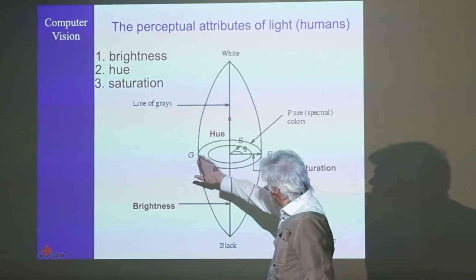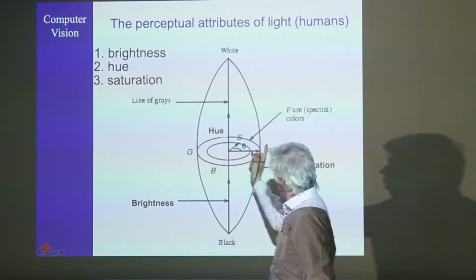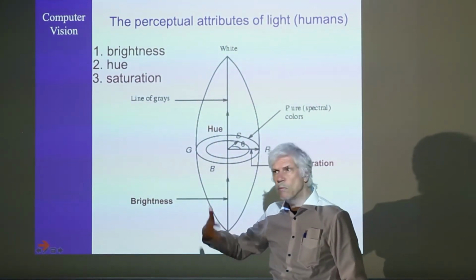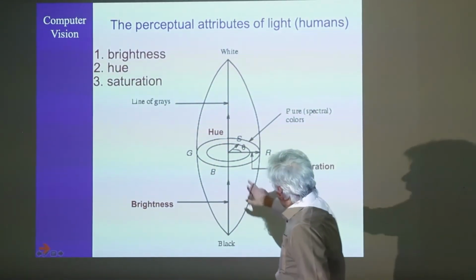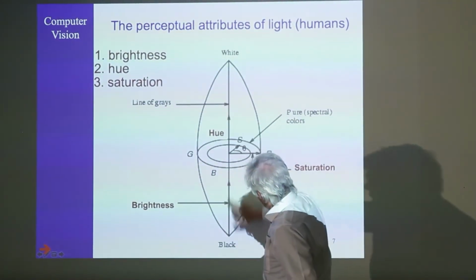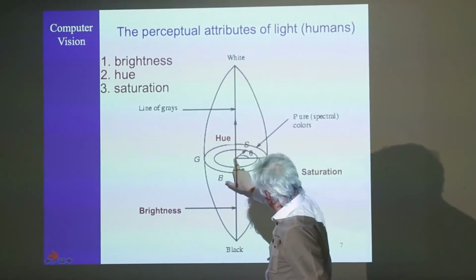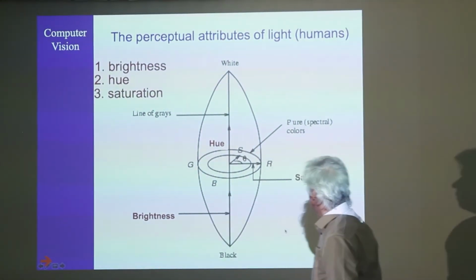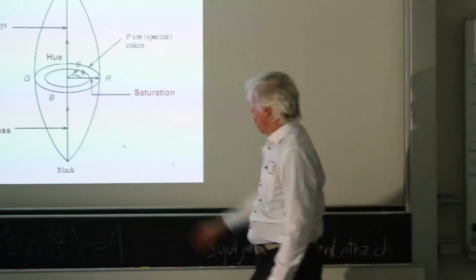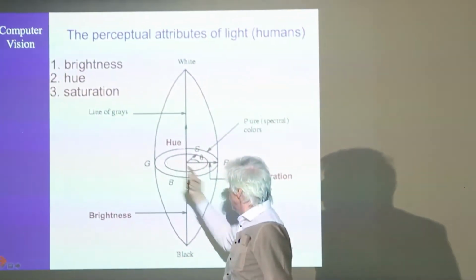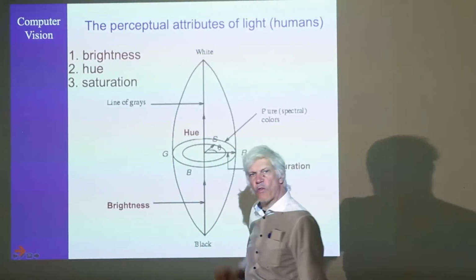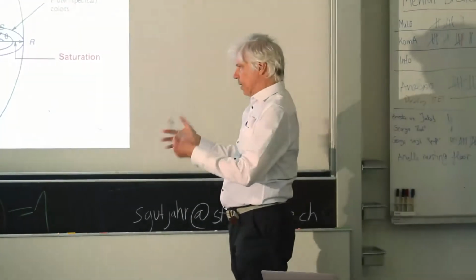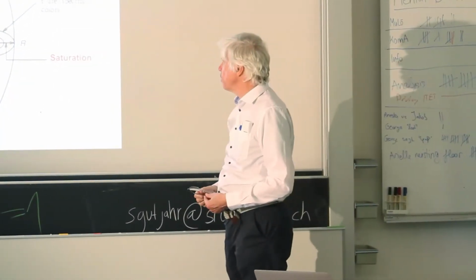And if you would make a cross section, you would see that over the surface you would have all the different hues, red, green, blue, and so on. And moving away from this axis of grey values, all the greys are here. If you move outside to the rim, you would have higher and higher saturation. So intensity, brightness, hue, and saturation are the 3 dimensions. In that way you can describe every position in this ellipsoidal kind of color space.